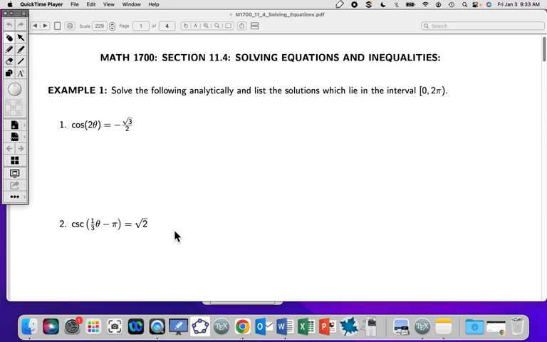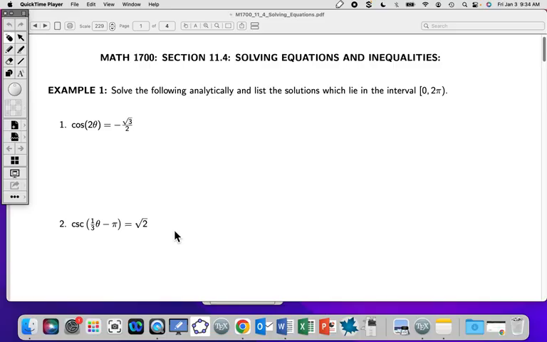In this section, we're going to be talking about solving equations. Now, you might think, well, we've already solved equations, and that's true. We've solved some basic equations. In this section, we're going to solve more complicated equations and equations which require identities to help us solve.